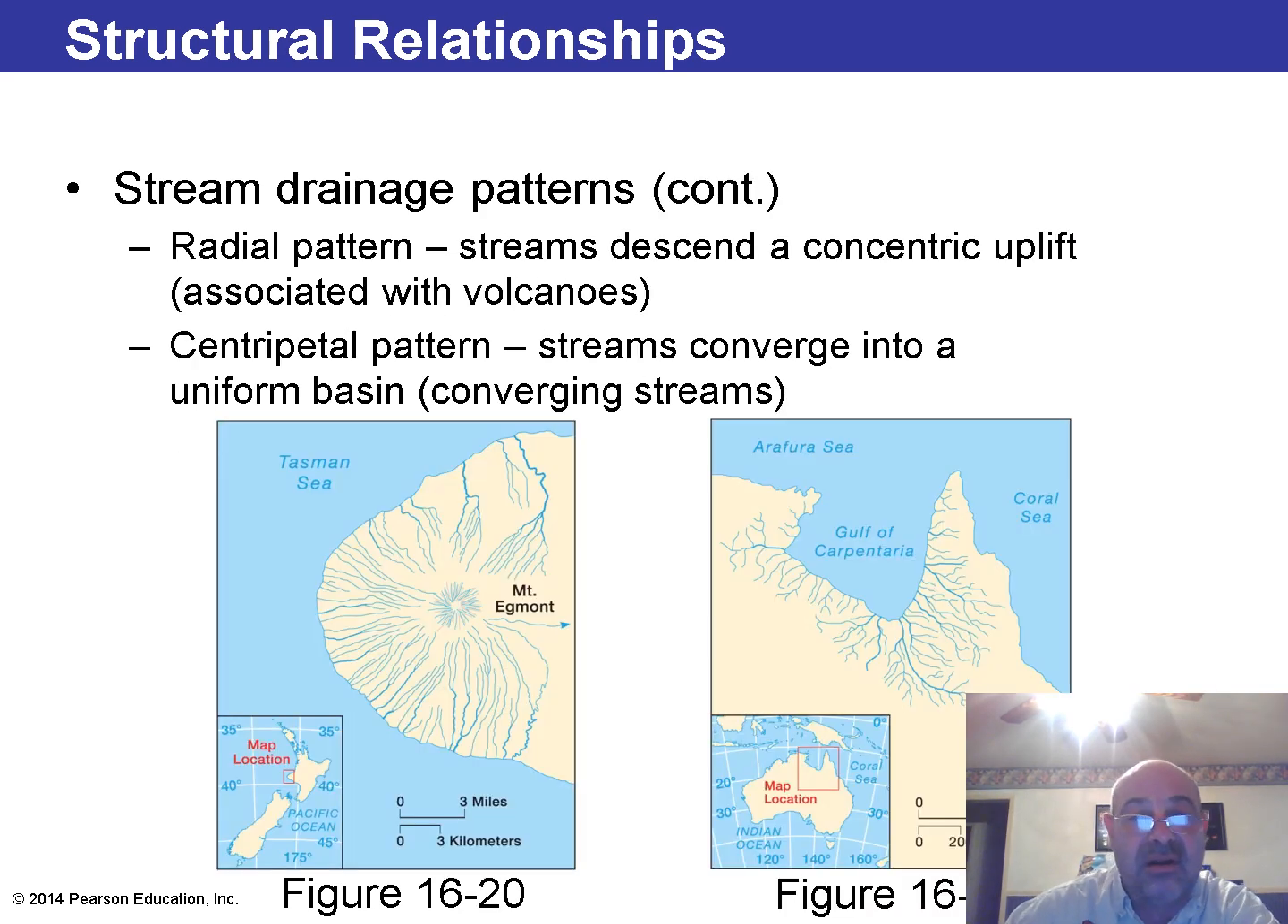Radial pattern: streams descending from a concentric uplift associated with volcanoes. Might need to remember that, okay? Might be important. Basically, radial patterns have two drainage patterns. One drains to the inside of the crater, and one drains off the outside of the crater. So that's how you know it's radial. It's basically got two drainage patterns.